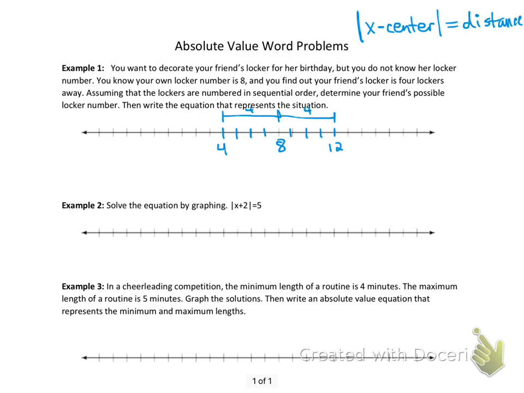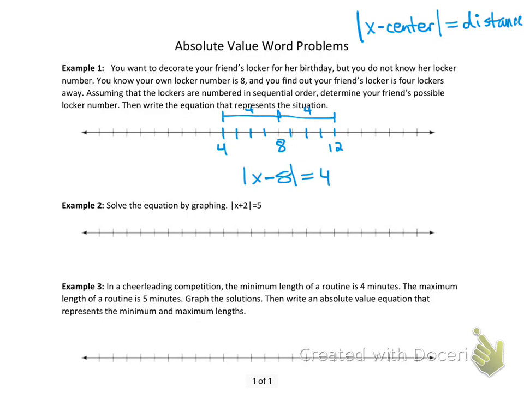Now, if I were to write the equation for the situation, in the top right-hand corner you can see that the equation for the absolute value function would be the absolute value of x minus the center equals the distance. So in this case, we would have the absolute value of x minus our center, which was 8, equals the distance. And when I'm talking about the distance, I'm talking about that 4 that's at the top. That's the distance between the center and any of our 2 answers. So it's just 4. And that's it.